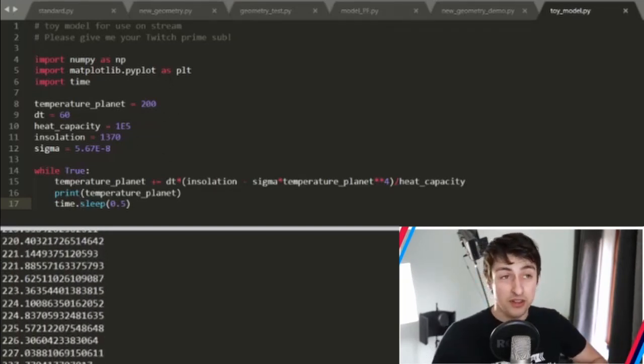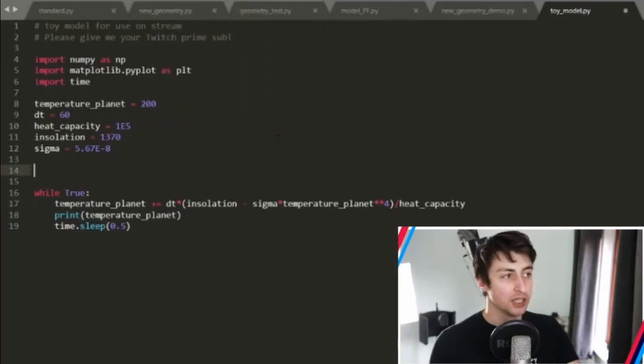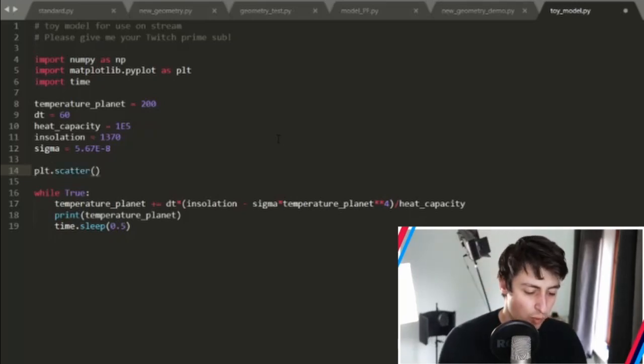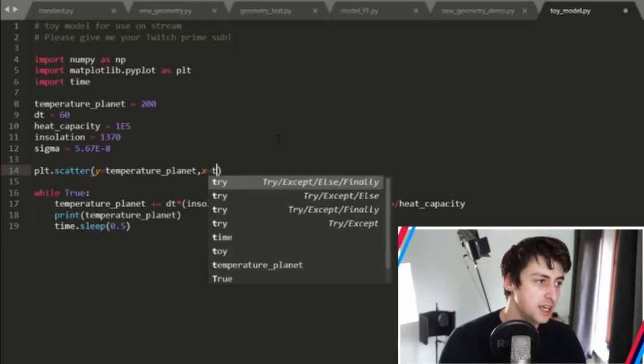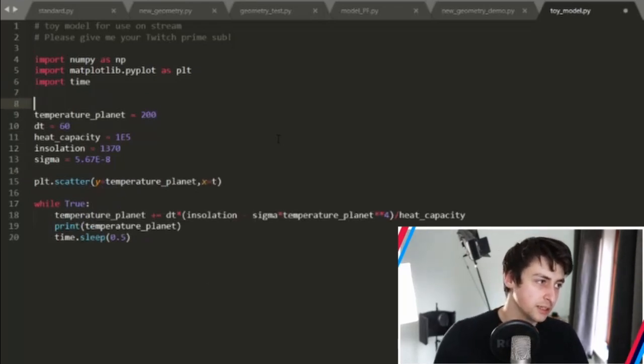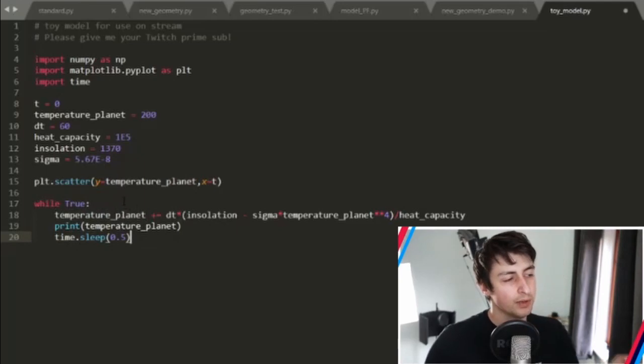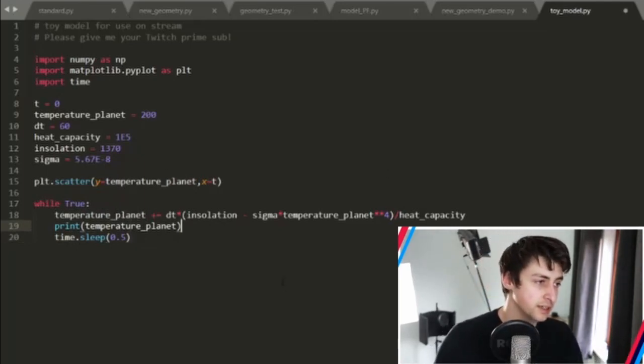Now, a neat thing we should be able to do is actually graph that. So you saw that I introduced the matplotlib pyplot library. So what I'm going to do is scatter y equals temperature, x equals t. What is t, I hear you ask? T is going to be 0 to begin with, and then every time we go through this loop, I'm going to increase T by delta T.